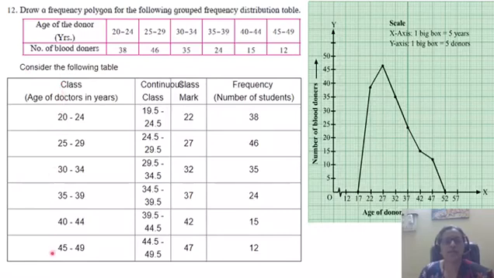Write down the classes which are mentioned over here, but the classes are not continuous, so first make the classes continuous. The upper class limit here is 24, and the lower limit of the next class is 25. So the difference is 1. 1 divided by 2 is 0.5. So subtract 0.5 from the lower limit. Here the lower limit is 20, so 20 minus 0.5 is 19.5. And 24 plus 0.5 is 24.5. Like this, make the classes continuous.